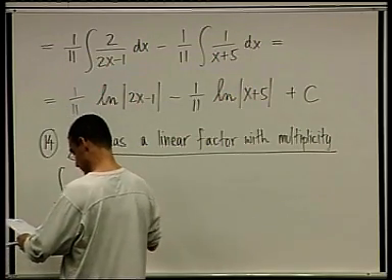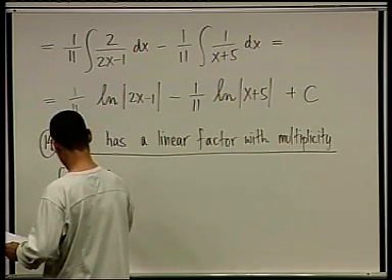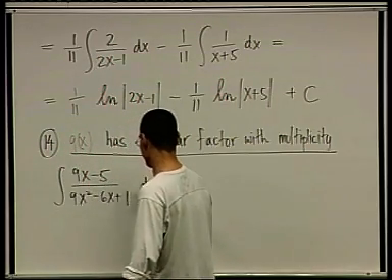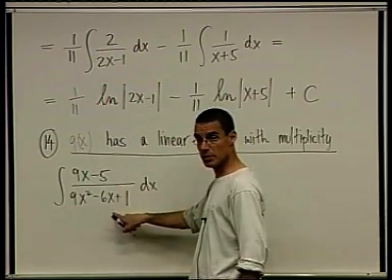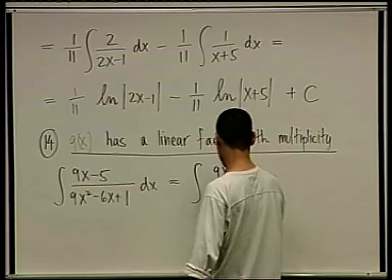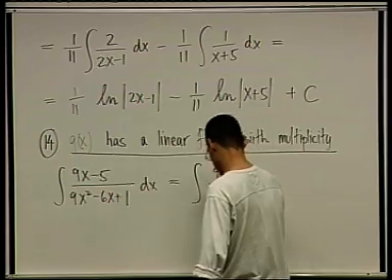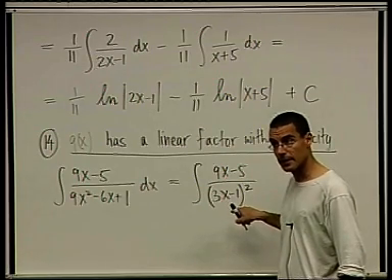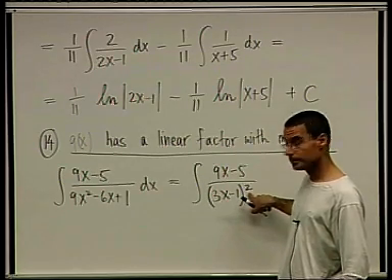So here's an example. Suppose we have the integral of 9x minus 5 over 9x squared minus 6x plus 1 dx. So this is a rational function. The degree of the top is less than the degree of the bottom. And this equals 9x minus 5 over, and it's easy to observe that this is, 3x minus 1 squared. So it is a linear factor, it just repeats itself twice. Do you see that? The same linear factor with multiplicity 2. Clear?